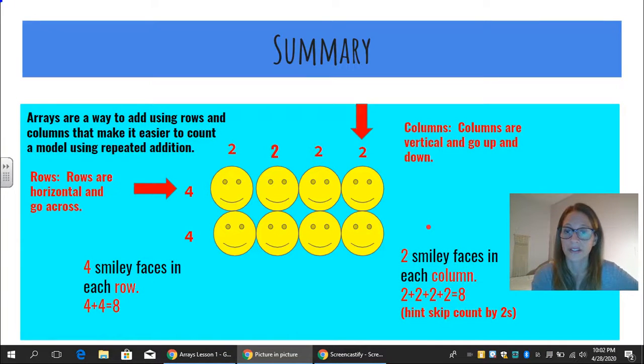Well, that sums it up for arrays today. We'll be working on those throughout the entire week. Feel free to reach out to your teachers if you have any questions. And then the following week, we're going to combine all this together and we're going to start working on multiplication.